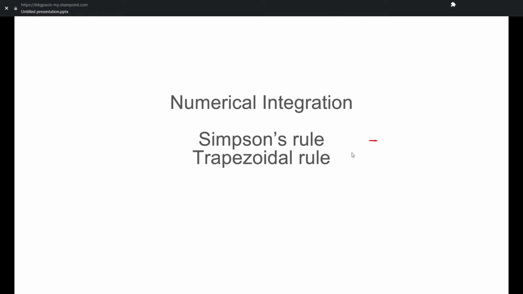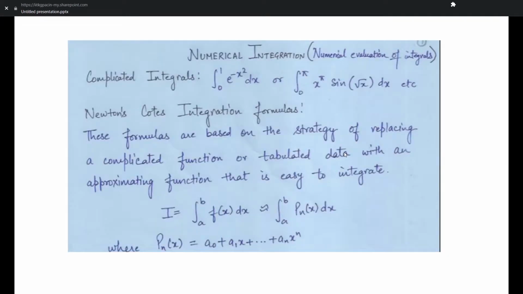So now let us look into numerical integration. We will be discussing the trapezoidal rule and the Simpson rule. So why do we need numerical integration? In order to compute complicated integrals like these, we basically need this method.